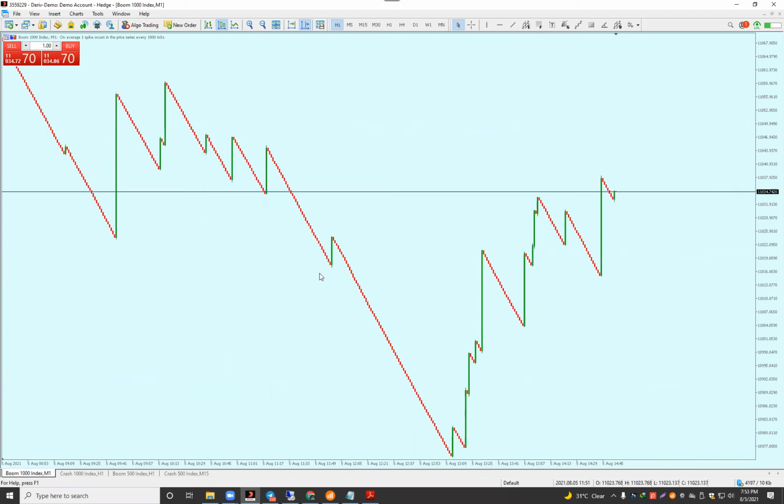Okay. Sir, one small doubt. Yes, why, brother? Why not to use indicators actually? Yes, why not to use indicators? Sir, one small doubt. Yes, brother.